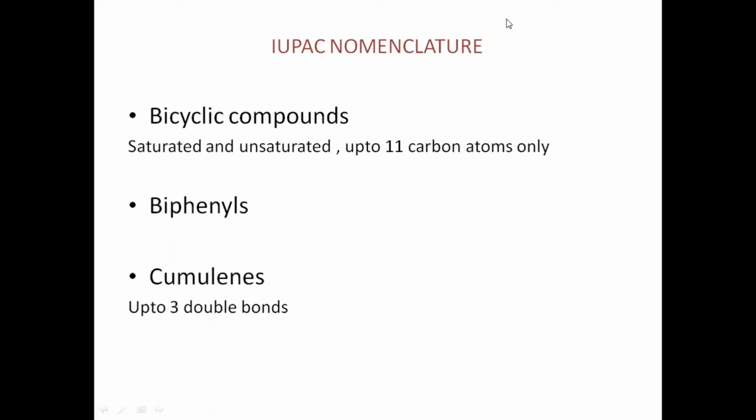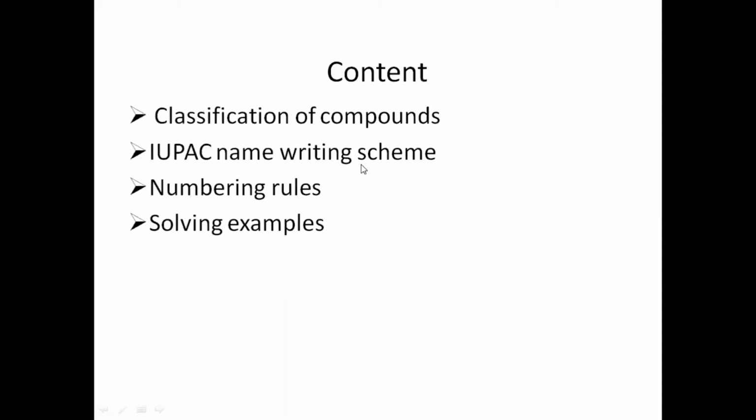The second one is biphenyls, and the third one is cumulenes. Cumulenes contain up to 3 double bonds. We will see in detail next. So what we are going to see is the classification of these compounds, then the IUPAC name writing scheme, numbering rules, and the examples.